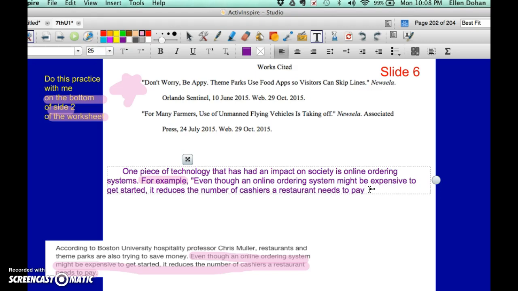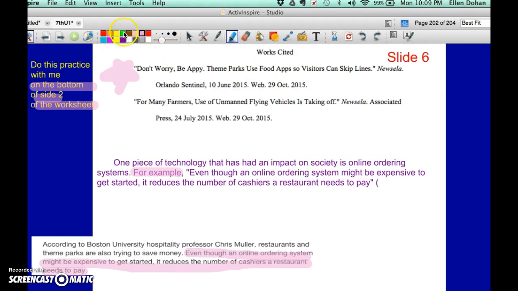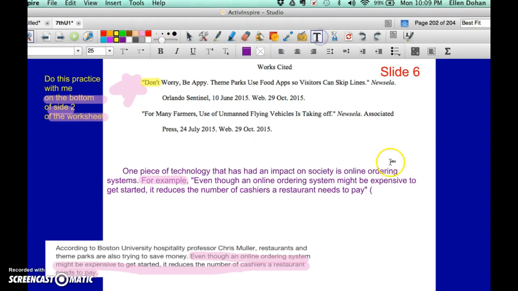Step 4, I'm going to insert my ending quotation marks. I'm going to check, and I see that at this point I end with a period, so I don't need to include that period before the ending quotation marks. Step 5, I'm going to add my parentheses. Step 6, or excuse me, I think step 7 now, I'm going to go back to my Works Cited page, and I'm going to find which source this information came from. And since I was talking about apps and online ordering, I know it's going to be the Don't Worry, Be Appy. I'm going to choose the first word in this Works Cited entry, which is don't.